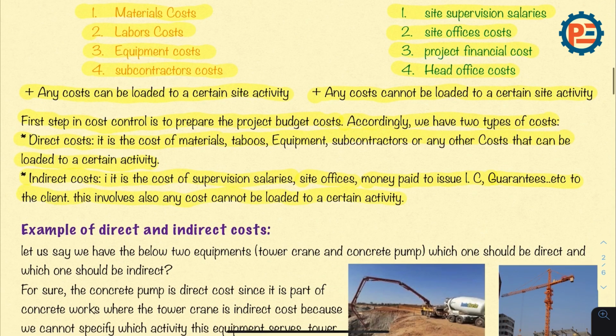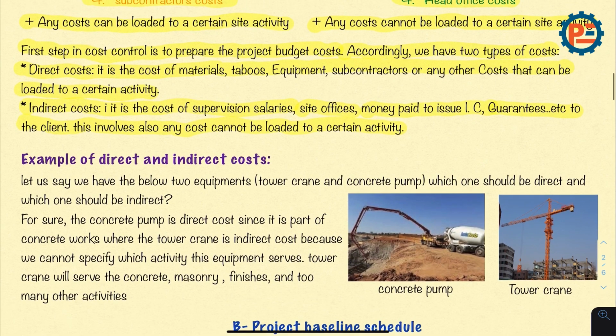Here we'll talk about an example of indirect and direct costs. Let's say we have two pieces of equipment, tower crane and concrete pump. Which one is direct and which one is indirect, in your opinion? The concrete pump, this is one equipment, and the tower crane, this is the other equipment. Think a little bit. Which one should be direct cost and which one should be indirect cost?